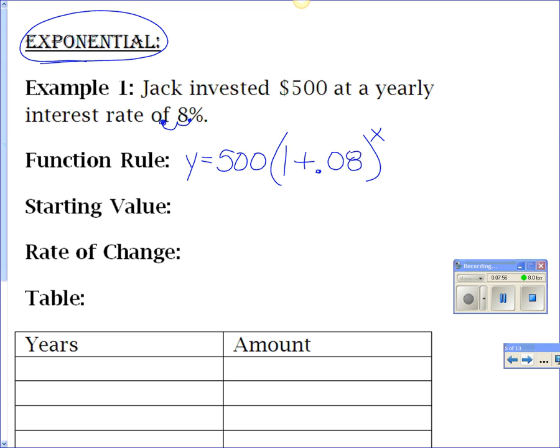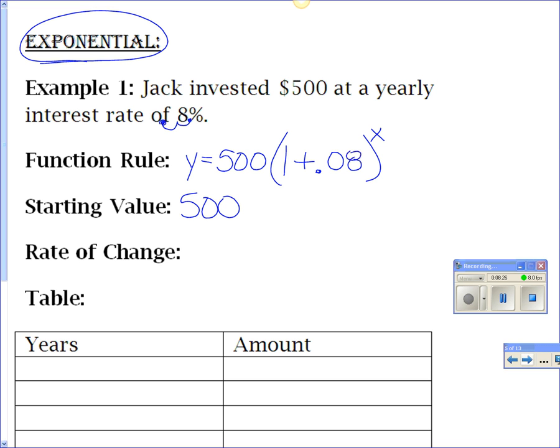I know that I'm kind of talking quickly. So you get 1 plus 0.08 to the x power. X goes in the exponent spot. Why does x go up high? Because it's exponential. So x has to go in the exponent. Okay, so my starting value is what? 500. 500 is my starting value, the one without the x.